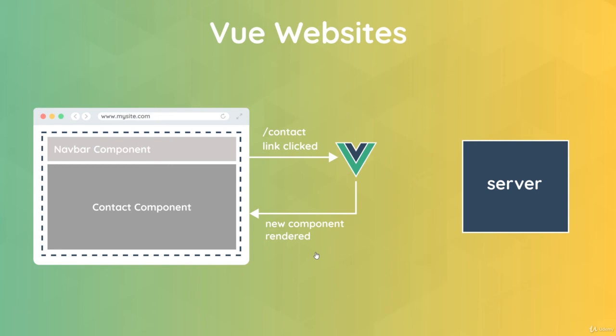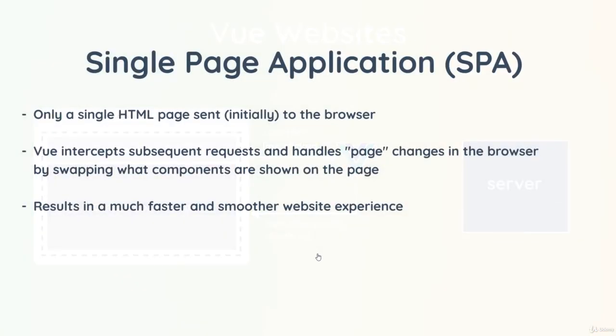Now, when we create a website in this way, we call it a single page application because it's only ever a single HTML page sent to us by the server initially, and after that Vue injects whatever components are needed for that page, and it intercepts any link clicking and requests to other pages and just changes the components that we show based on the URL that we navigate to.